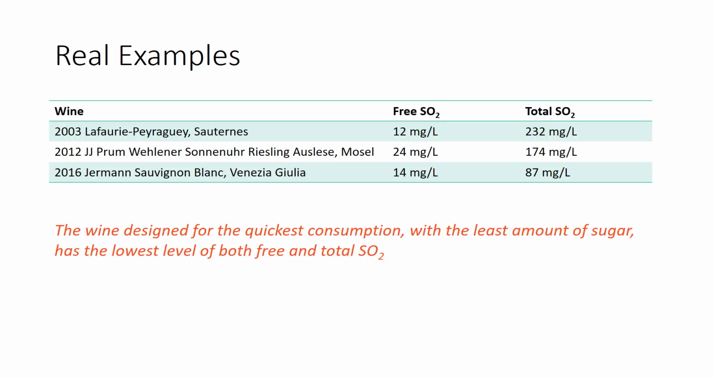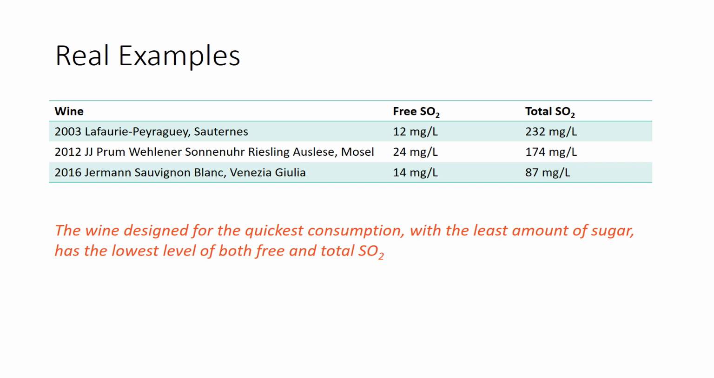Here are some really great illustrative examples of those sulfur dioxide levels in sweet wines. So we have a 2003 La Ferie Paraguay from Sauternes. And this is an older wine. I had this wine analyzed this year in 2019. So it's 2003, and it had a free sulfur dioxide level of 12 and a total of 232.